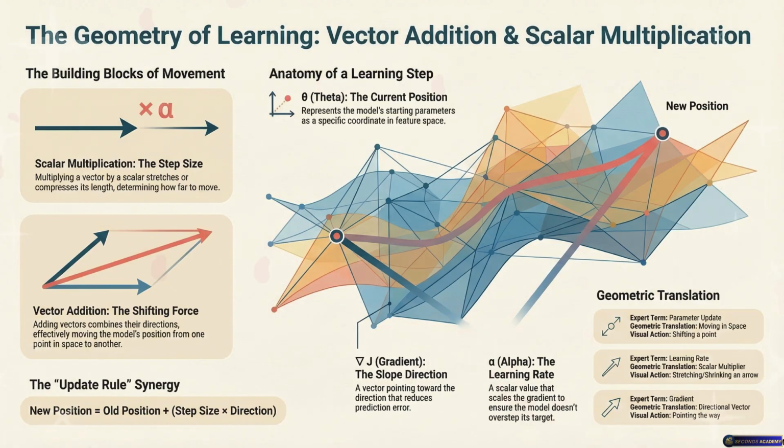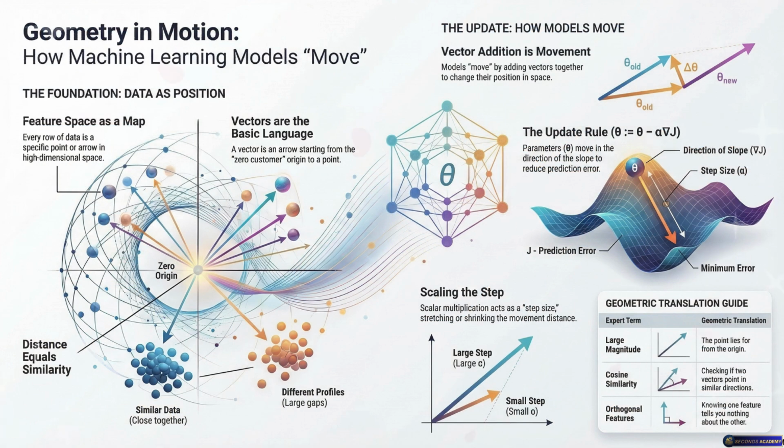Let's synthesize all three elements into the actual motion. The equation is theta becomes theta minus alpha times the gradient of J. Let's walk through it. The robot checks its current location in the room, which is theta. It calculates the direction of the steepest upward slope, which is the gradient. It multiplies that upward direction by its learning rate, alpha, to determine how far it should travel. But the absolute key to the equation is the minus sign. The minus sign changes everything.